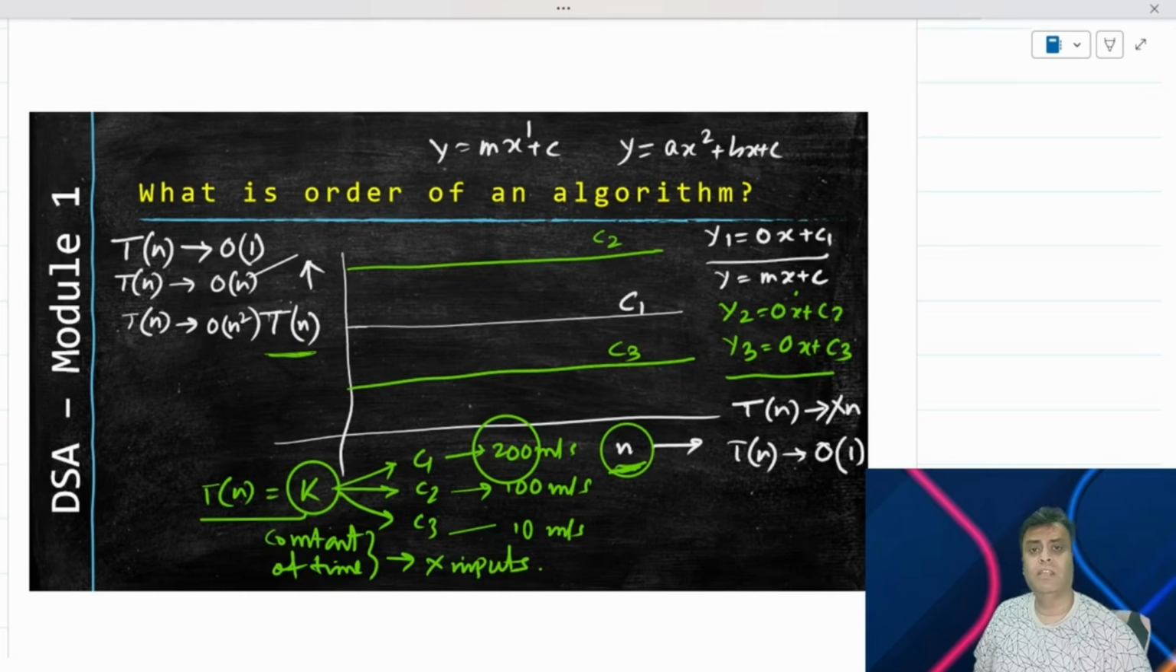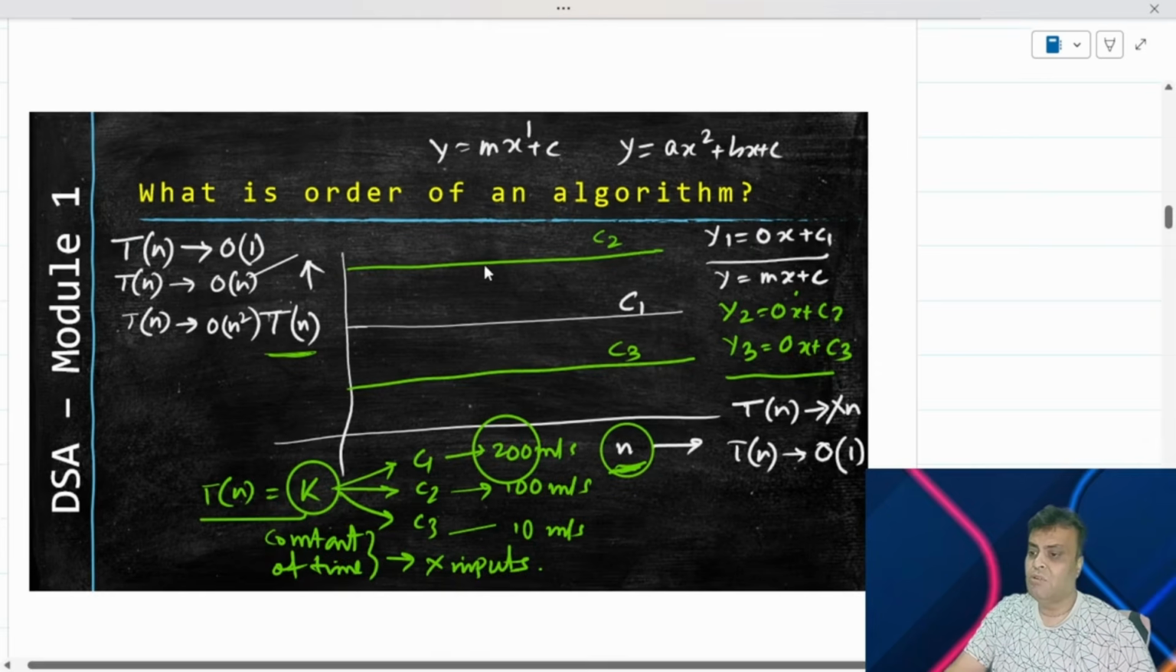And we have also explained how and why a curve which is y equal to mx plus c, and another curve which is also y equal to mx plus c but with a different slope, can be considered the same as far as asymptotic equations are concerned. Both of them will execute with order of n, and that is what we have explained.